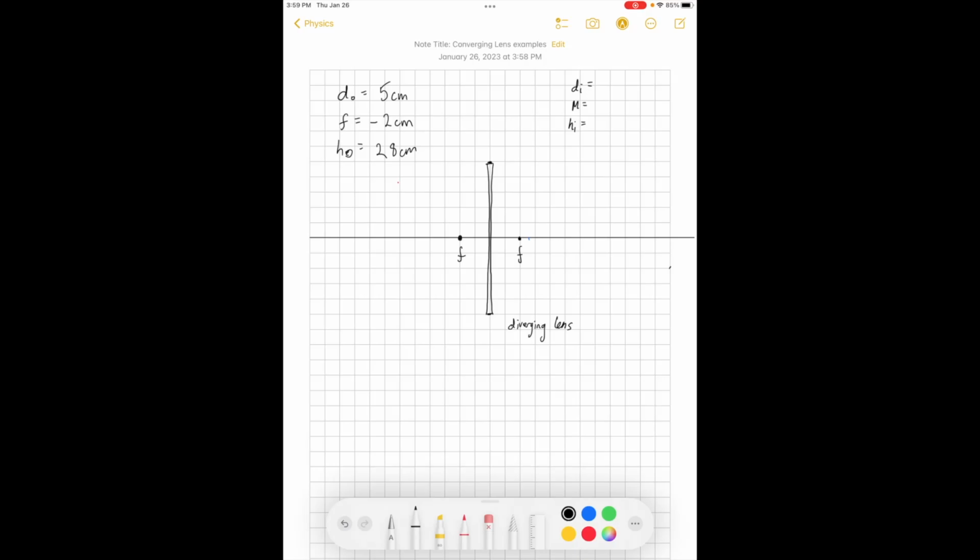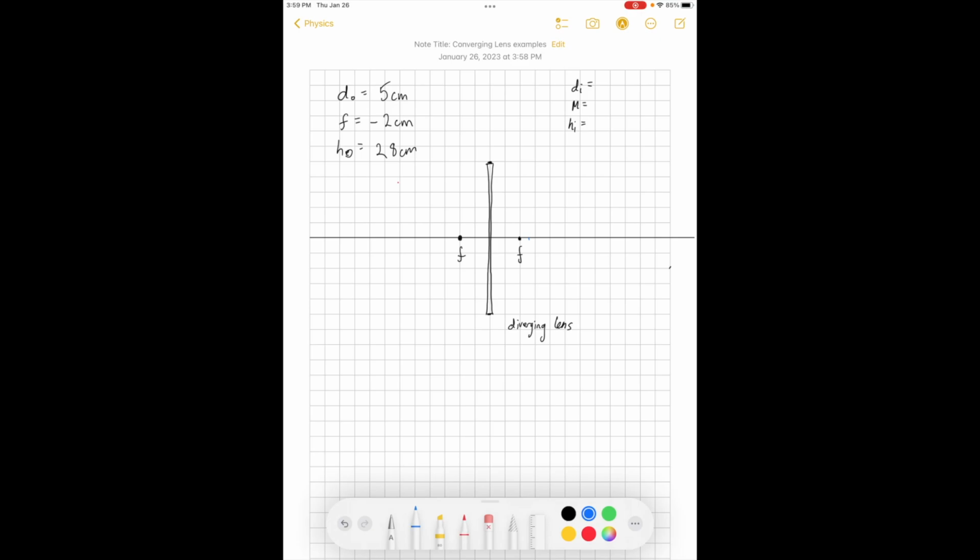In this example, I'm going to consider what happens with a so-called diverging lens, where the object is 5 centimeters away from the lens. The focal length is negative because it's a diverging lens, and it's negative 2 centimeters. And let's just, for illustration, assume that the object has a height or a length of 28 centimeters.